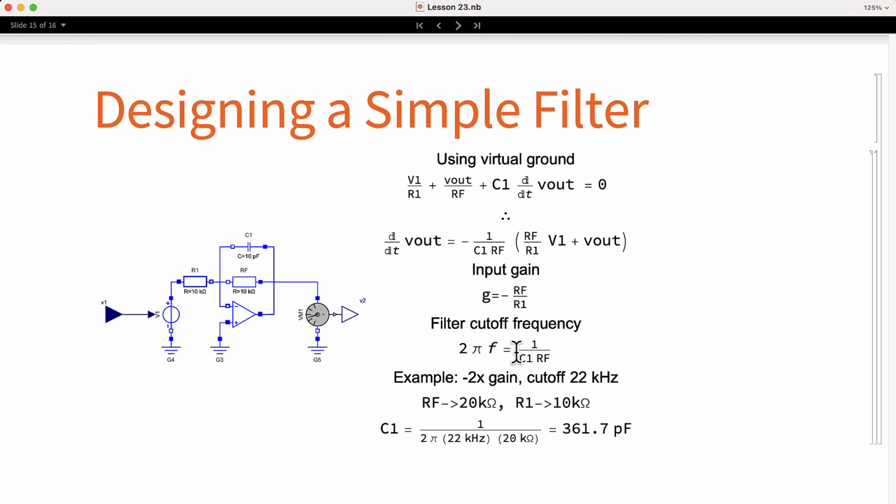For example, if we would like to have an inverting amplifier with a gain of 2x and attenuate frequencies above 22 kHz, we can pick a resistor RF of 20K and a resistor R1 of 10K. That will give us a gain of minus 2. Then, with that value of the resistor, we can calculate the capacitor value. In this case, a capacitor of around 361 picofarads will do the job. The frequencies above the audible range will get attenuated and filtered.